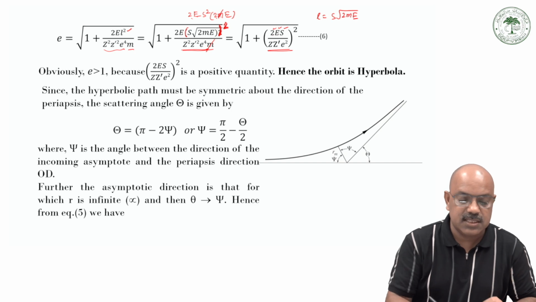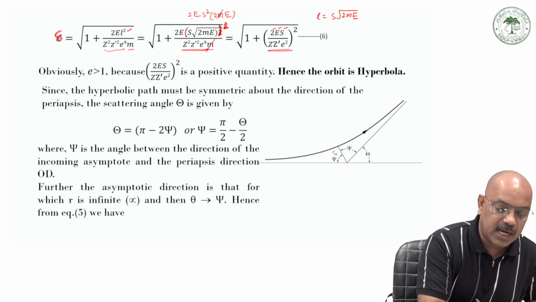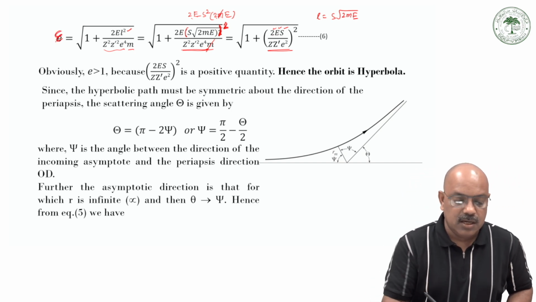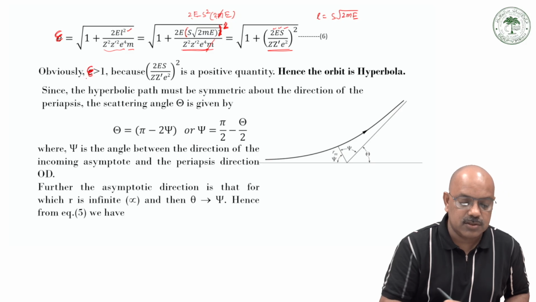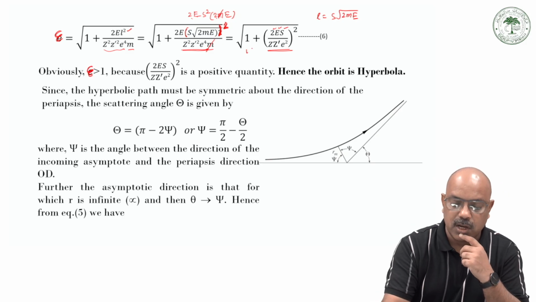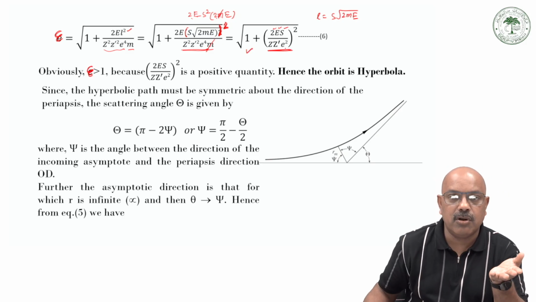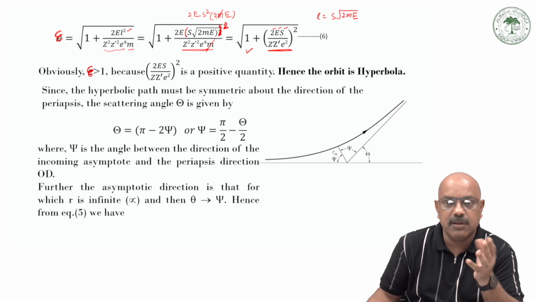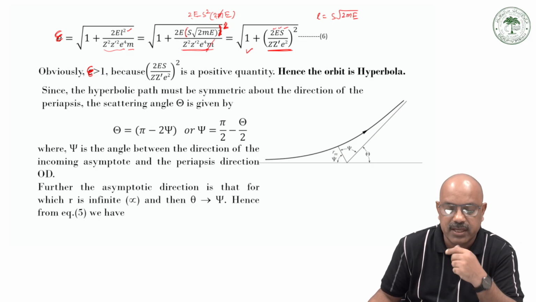So obviously this eccentricity, this epsilon in our case, is going to be greater than 1, because it is 1 plus a quantity which is going to be a square of this, so it is always positive.